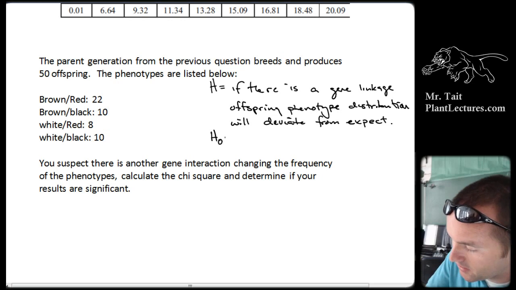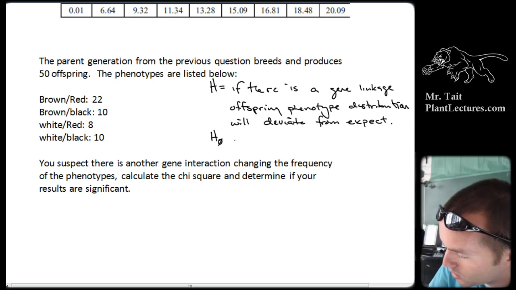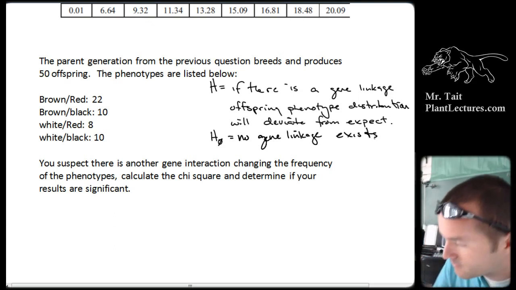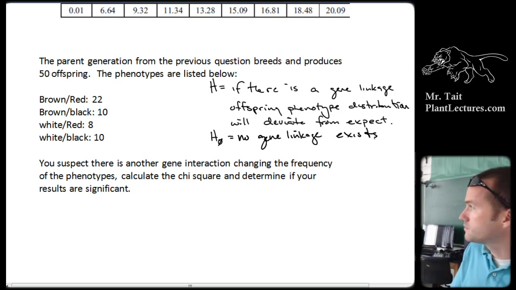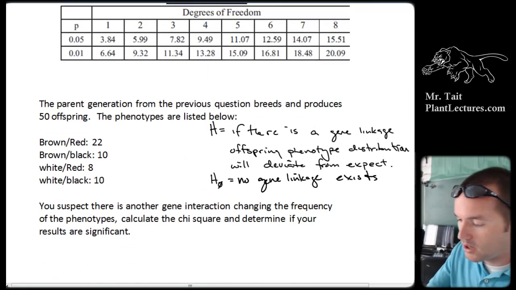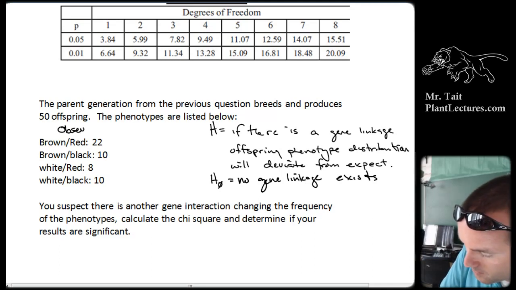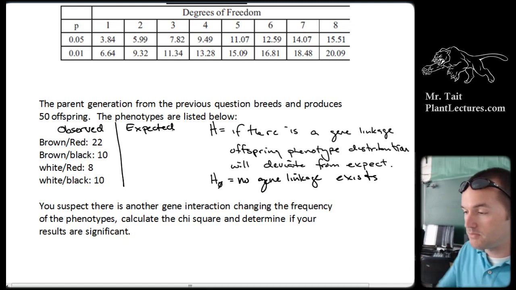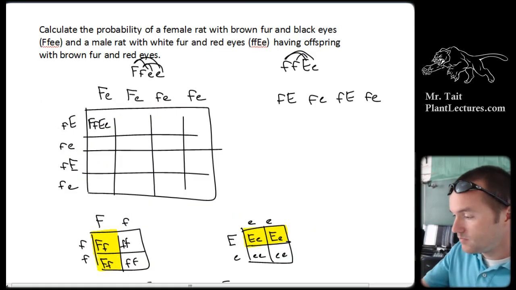Null hypothesis. This is the hypothesis that there's nothing out of the ordinary happening. So the null hypothesis is no gene linkage exists. Okay, so for chi-square then, I've got to have observed values and expected values. So I need to go, and these are my observed values. And then I need expected values. Now, I'm going to use the Punnett square from the previous question to determine my expected values.